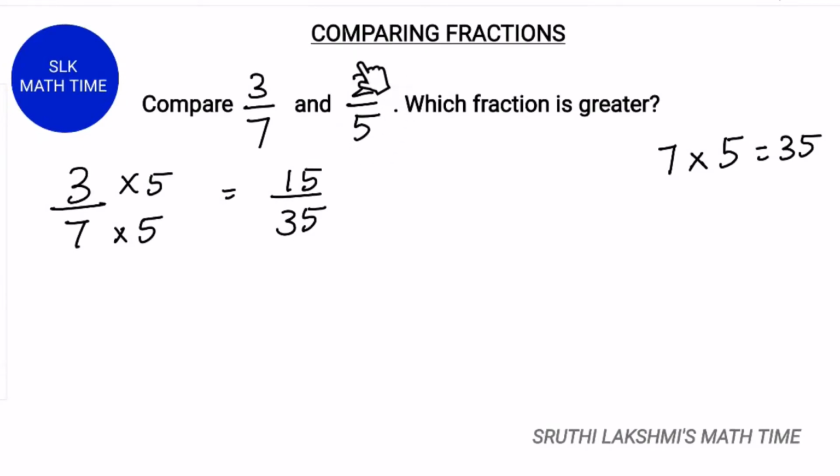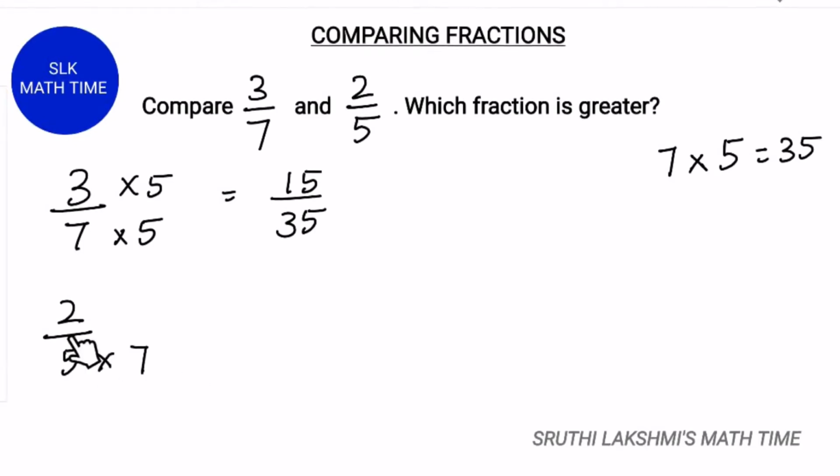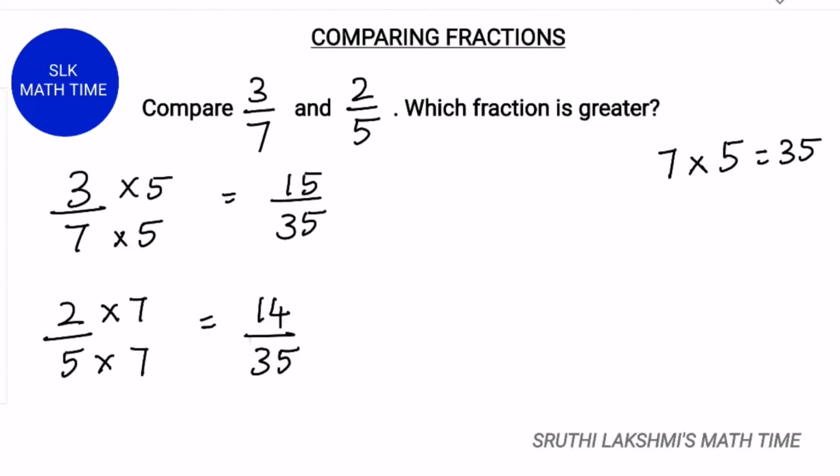See the second fraction we are comparing here, which is 2 by 5. So 5 into what equals the common denominator 35? 5 into 7 equals the common denominator 35. So 5 into 7 for the denominator, and we also multiply by 7 for the numerator. So 2 into 7 is 14. And 5 into 7 is 35. So 2 by 5 is 14 by 35.